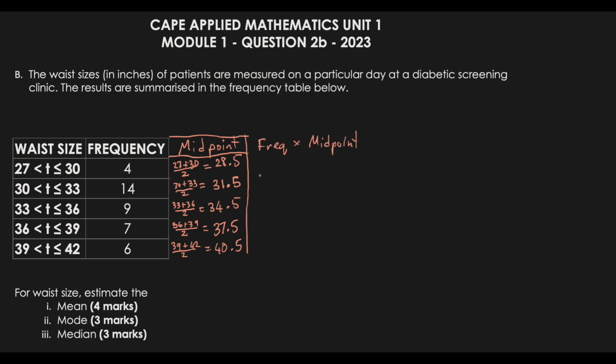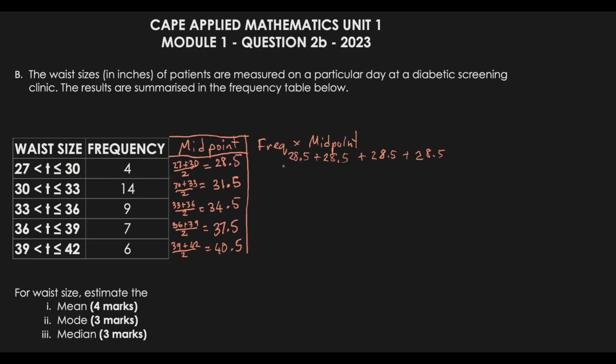So the next thing we're going to do is multiply the frequency and the midpoint. The reason for doing this is that we're assuming, in this case, that all the values that fall within here would be 28.5. And we're saying, what if there are 4 of those values? So we have 28.5 occurring 4 times: 28.5 plus 28.5 plus 28.5 plus 28.5. And we would do this for the same one down here, 31.5, 14 times, and so forth. We're assuming that each of these values is 28.5, each of these is 31.5, and so on and so forth.